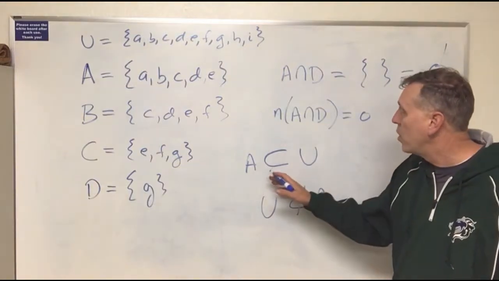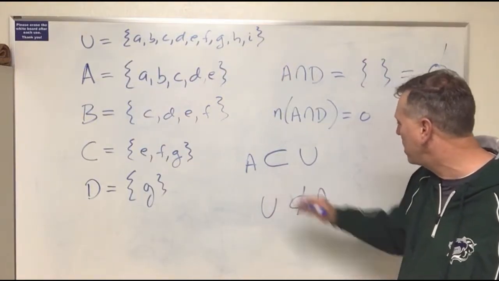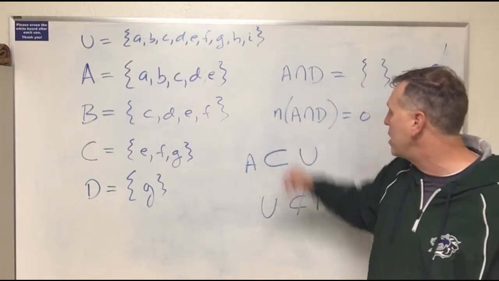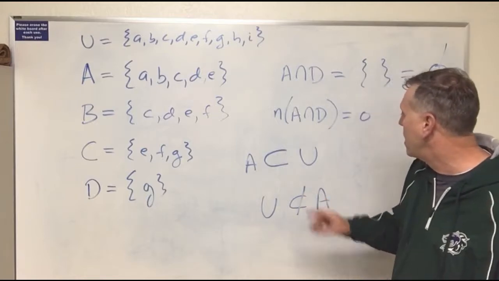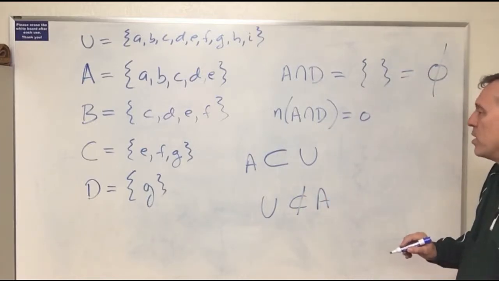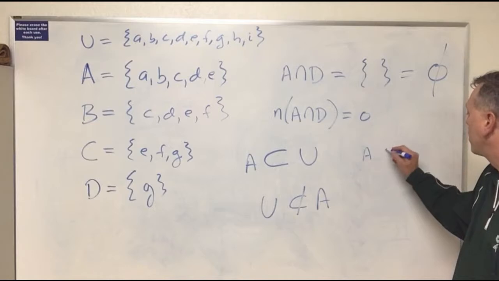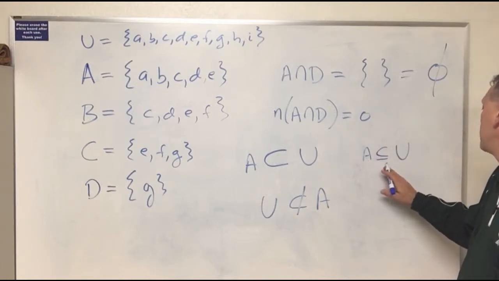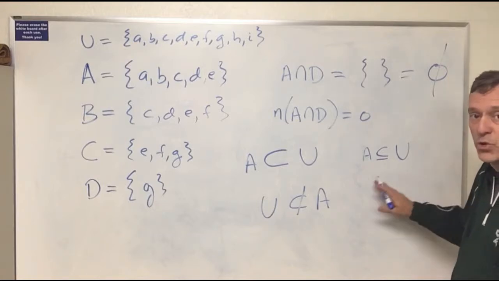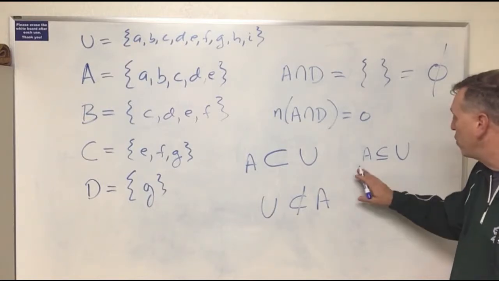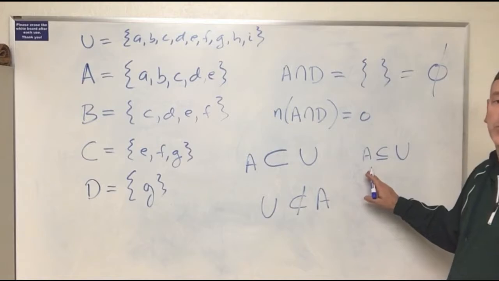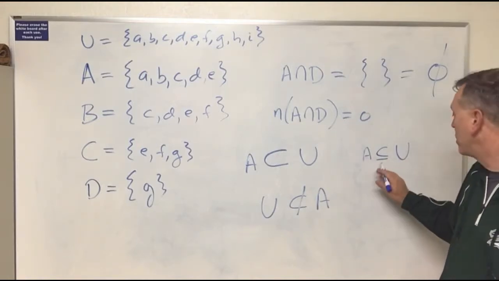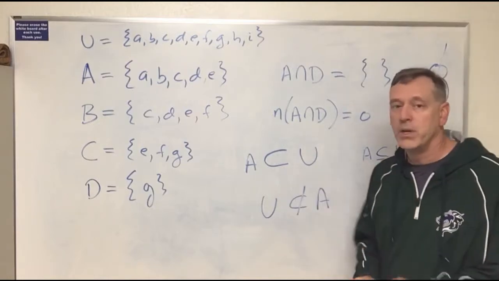And so this symbol was subset. In fact, that's proper subset. That means they can't be equal to each other. If they could be equal to each other, it's written this way. A is a subset, could be the same set as U, but at least all the elements of U are in A. It is possible, still even written like this, that some elements in U are not in A. So this is a subset, this is a proper subset.